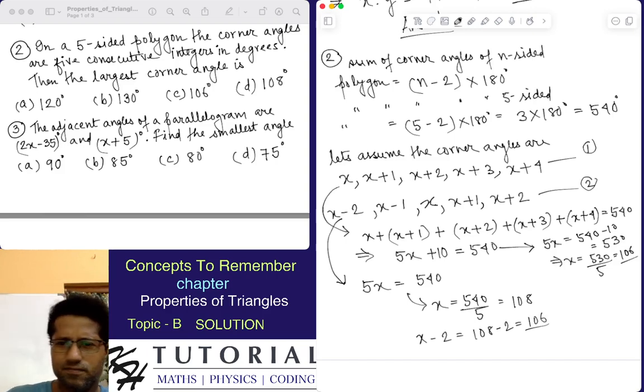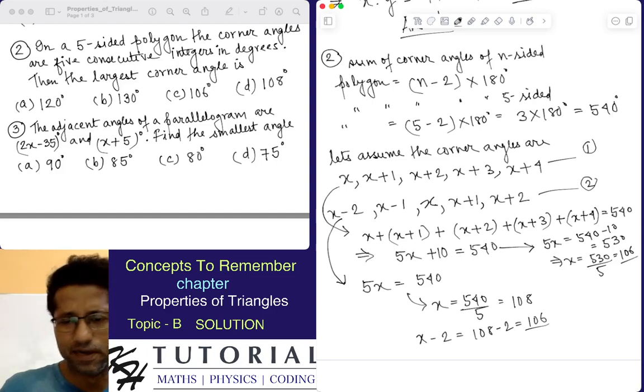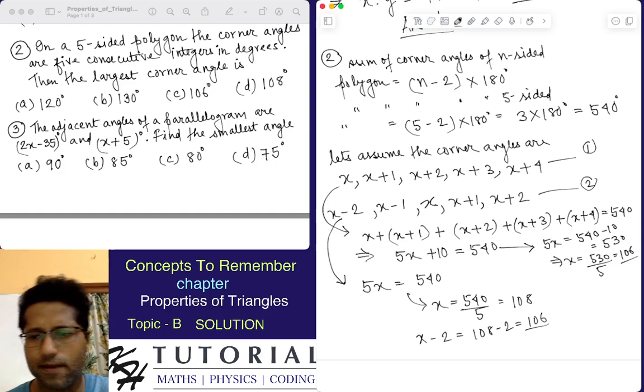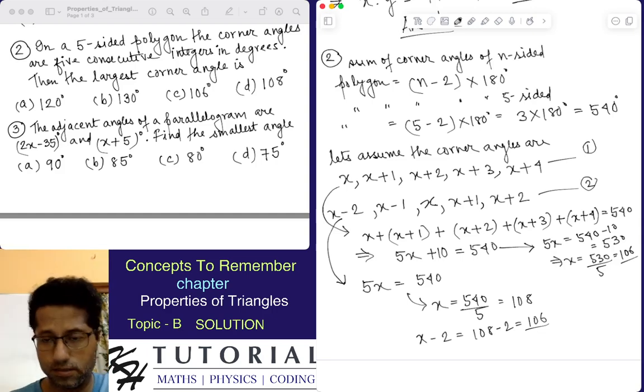It is not a very big difference in the calculation time, but whichever method you find convenient, you can use it. So the answer is, the smallest angle is 106.